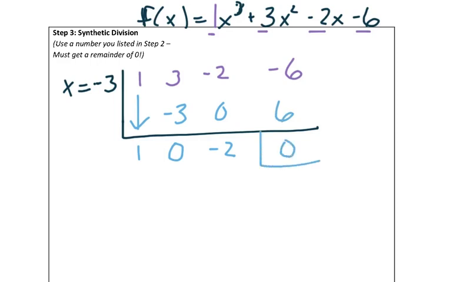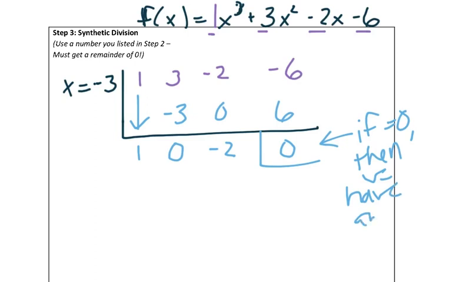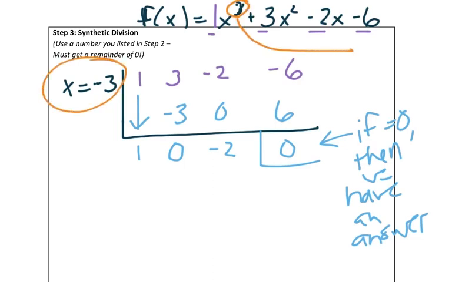And that's my remainder. If this remainder is 0, then we have an answer. If not, then we have to try something different. It means that -3 never worked. But this one is 0, which means we have one answer. Remember, this degree of 3 tells us that we should have 3 answers.